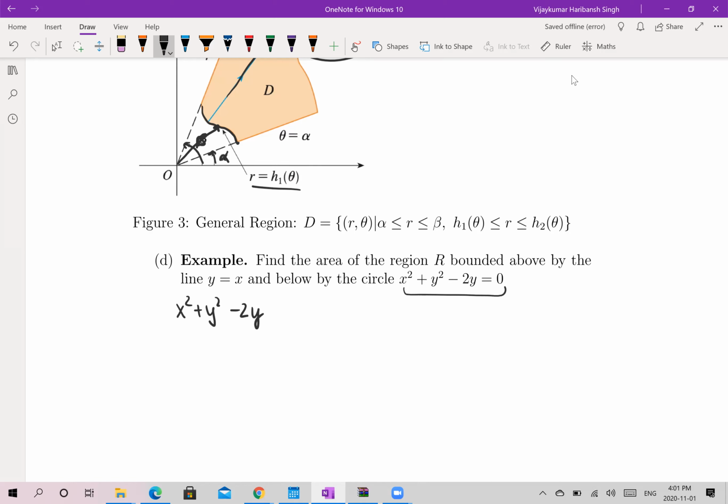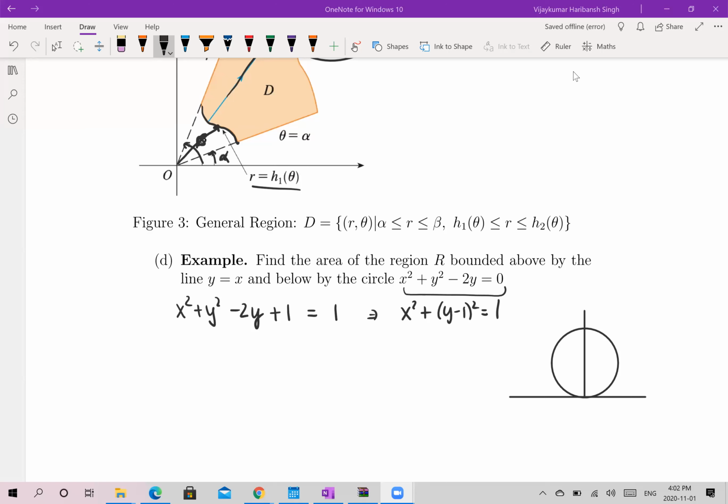We want to write it in the standard form. So we'll add the middle term divided by 2, which is 1, on both sides. So this gives me x squared plus (y minus 1) squared equals 1. So it's a circle whose center is shifted up to 0, 1 instead of 0, 0, and the radius is still 1. So let's draw this.